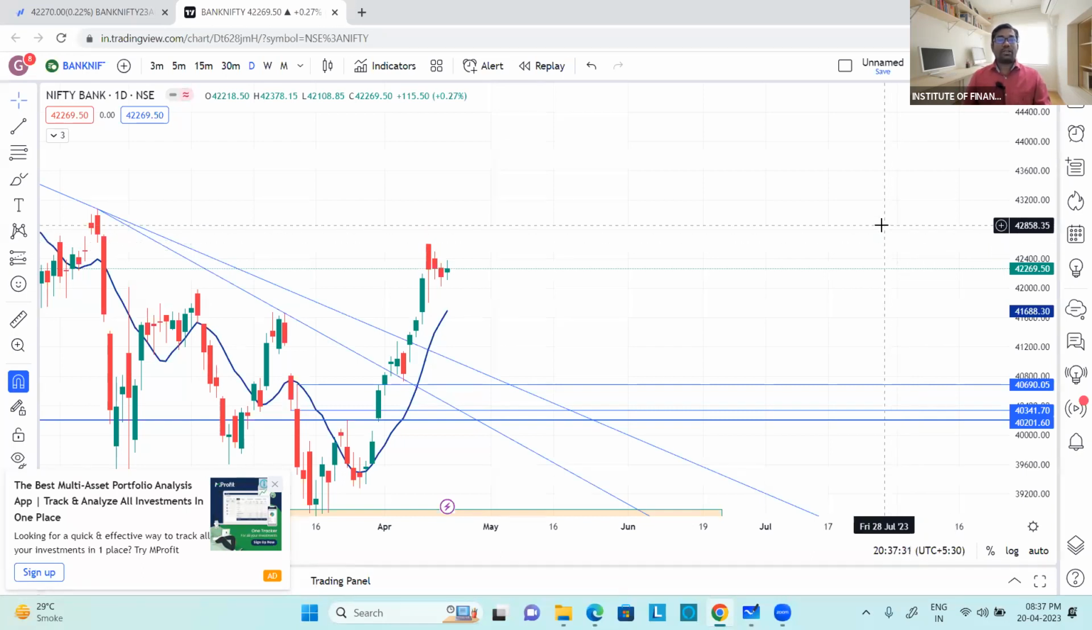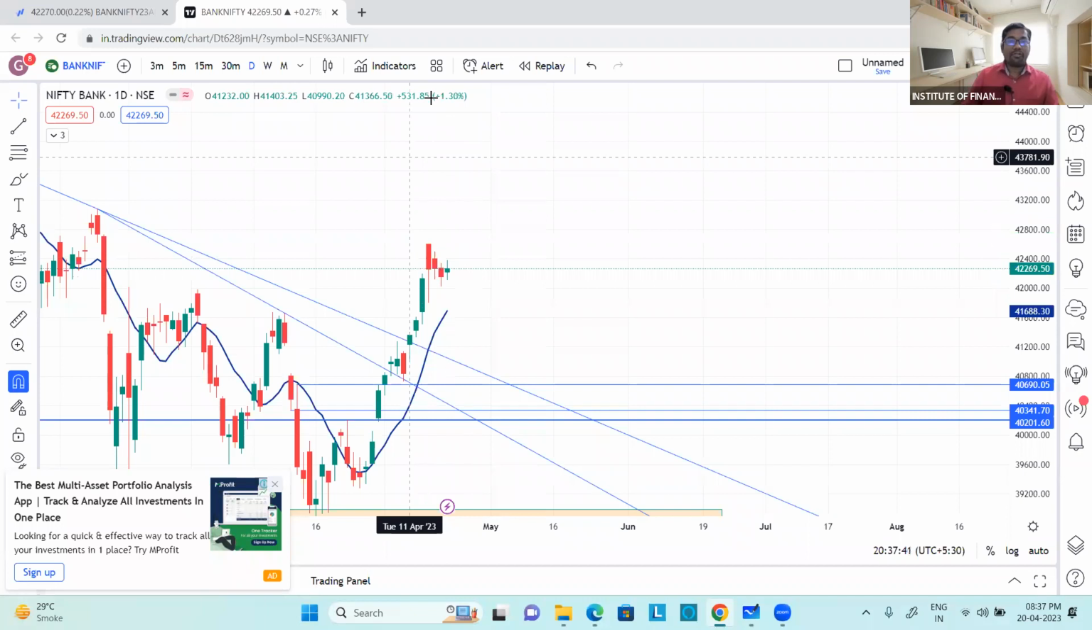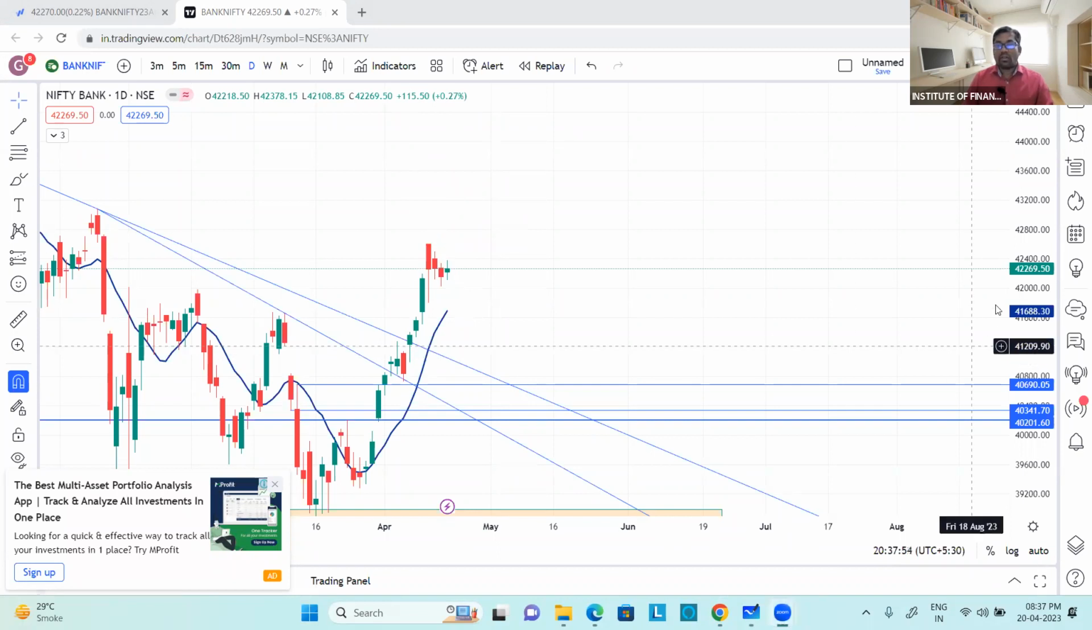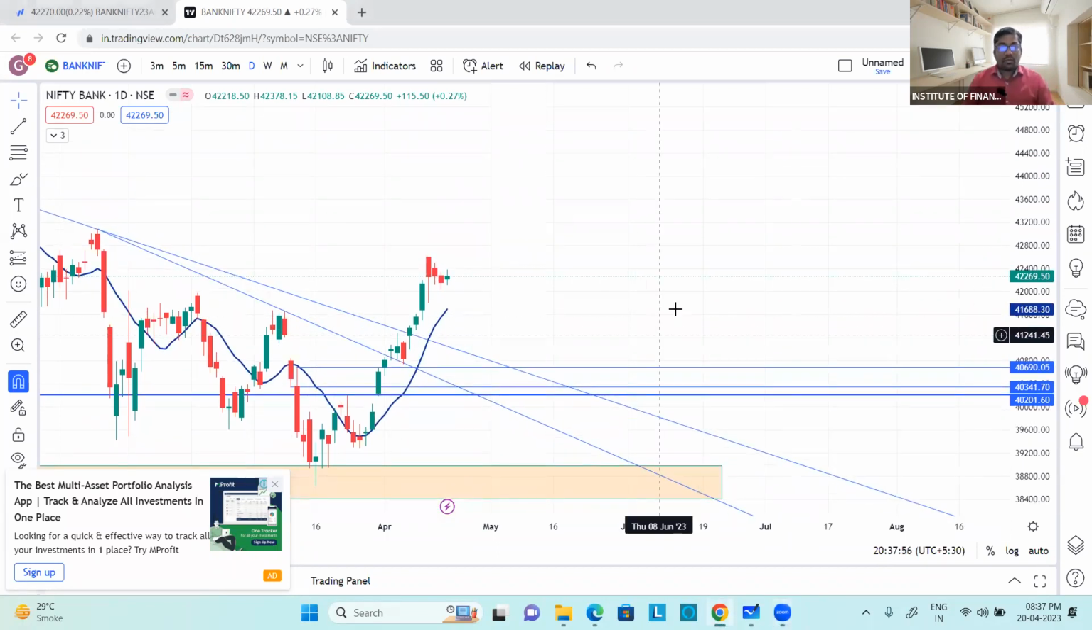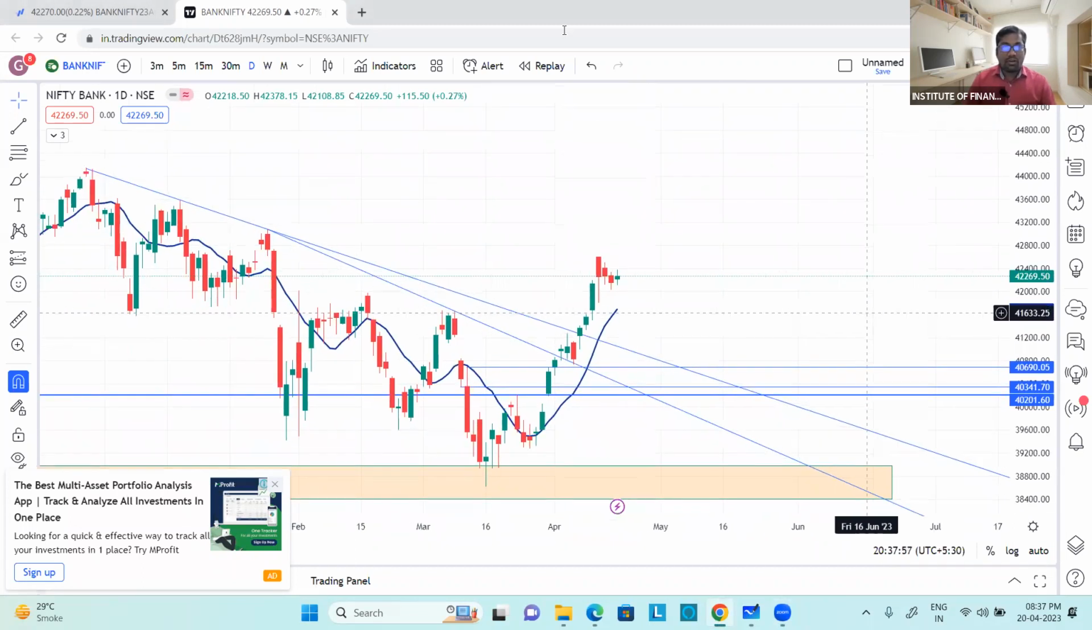No target, Ramna ji. There is no target here because there is no entry in this. As of now, we are looking for a down move with the resistance of this. Okay. Let us move. See one more setup here.